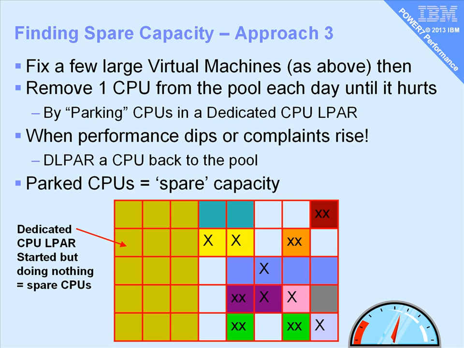Then we wait until the performance dips. Now, depending on how big the machine is, it depends how long this will take, taking 1 out a day, until the complaints start arising about the performance. When we hit that point, we can then use dynamic LPAR to move a CPU back from the dedicated LPAR back into the pool and get out of the problems with performance dip and a complaint. Those parked CPUs in this dedicated CPU LPAR clearly identify the spare capacity. These are not being used at the moment, and these are available for hitting peaks in workloads and for starting new logical partitions.